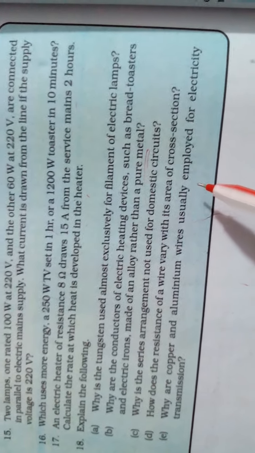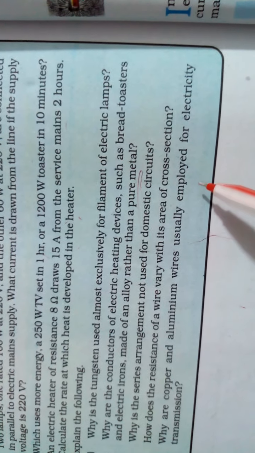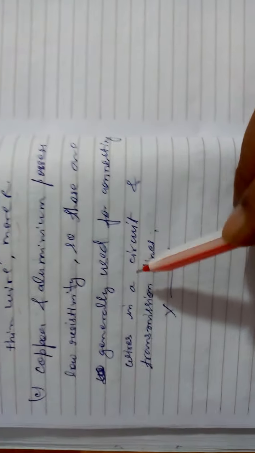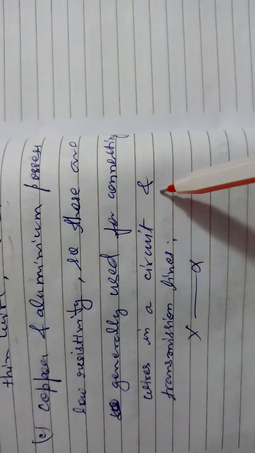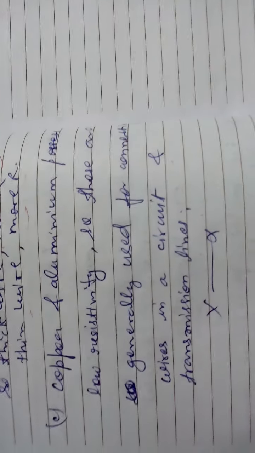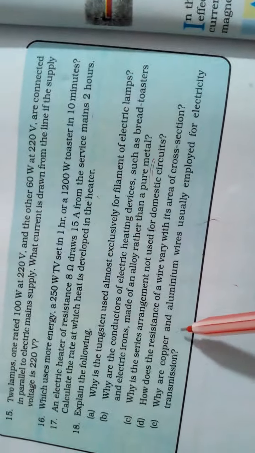Why are copper and aluminum wires usually employed for electricity transmission or wiring? Copper and aluminum possess low resistivity, so these are generally used for connecting wires in a circuit or transmission lines, because the current flows very easily in them. Like this, this was the last question.